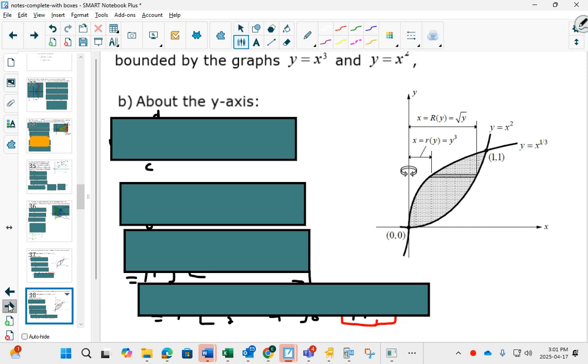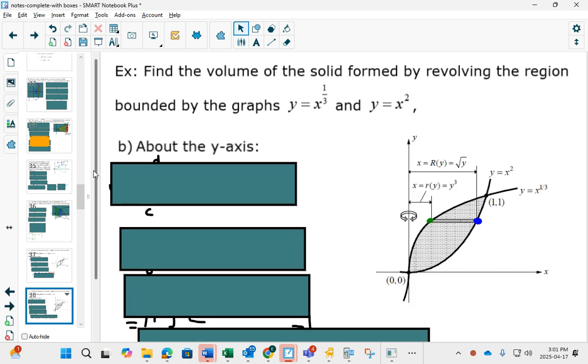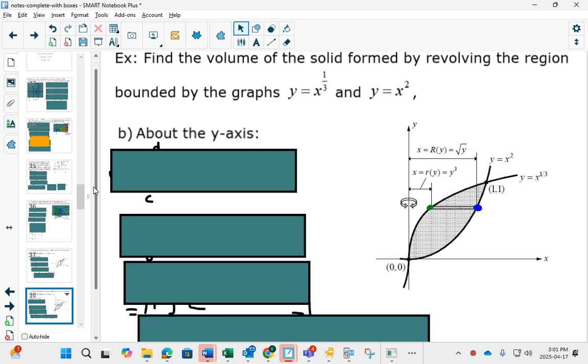So now can you see that your bigger radius is this blue dot, and your smaller radius is the green dot? And we're going to take both of these equations and rewrite them. When rewriting them, what would I have to do to get x by itself? On the one, I would have to cube both sides. So I get x equals y cubed. That is this green equation there.